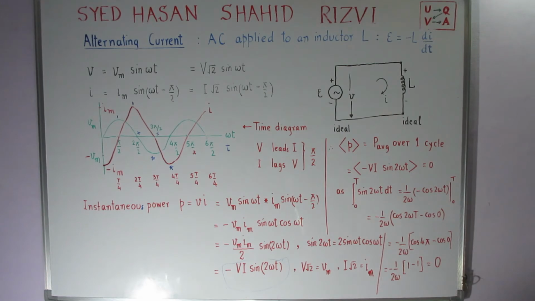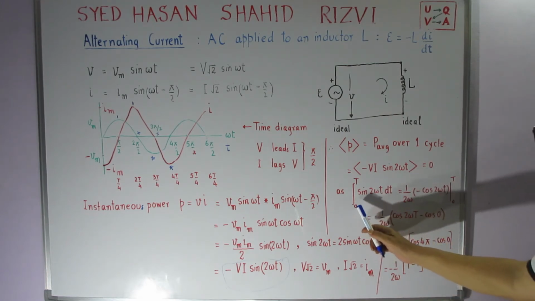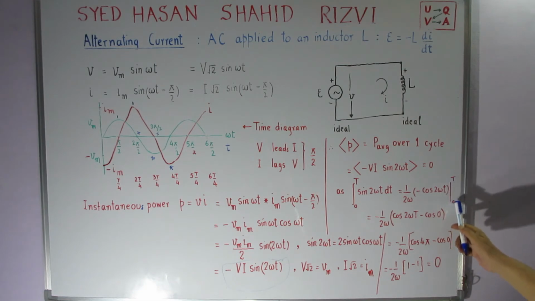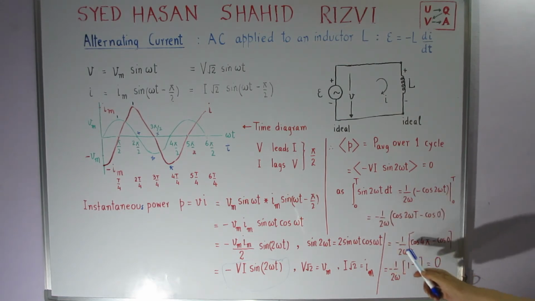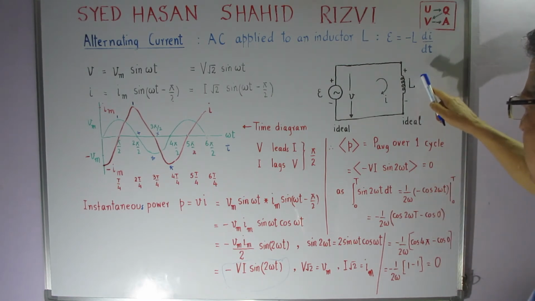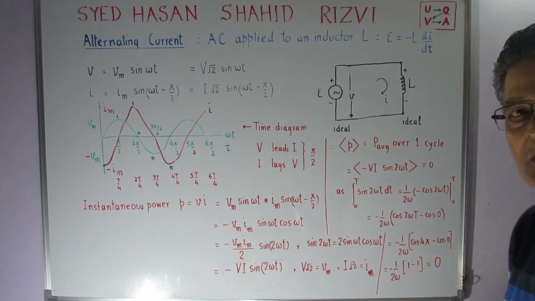Mathematically, the integral from 0 to T of sin 2 omega t dt is equal to 1 upon 2 omega times minus cos 2 omega t from 0 to T. Putting in the values, this becomes minus 1 upon 2 omega times cos of 4 pi minus cos of 0. Cos of 4 pi is 1, cos of 0 is also 1, and 1 minus 1 is 0, so the whole thing is 0. Therefore, the power spent per cycle in the case of the inductor is equal to 0.